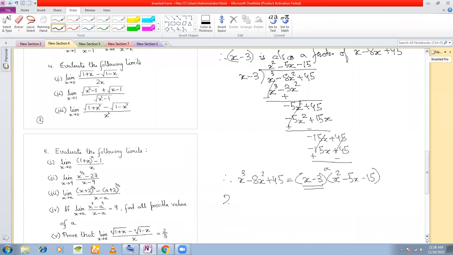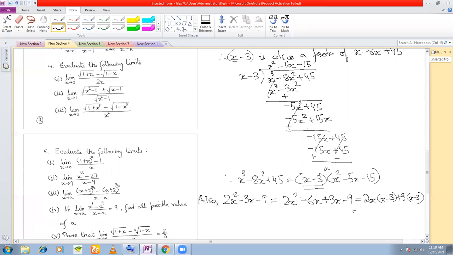2x square minus 3x minus 9. So what are the factors here? The factors here should be 18, 3 and 6, right? So this is 2x into x minus 3 plus 3 into x minus 3, which is equal to x minus 3 into 2x plus 3. So I have factorized the denominator also.